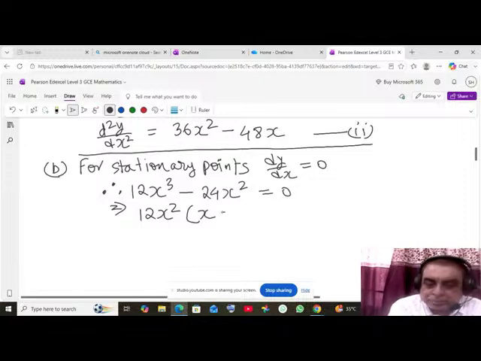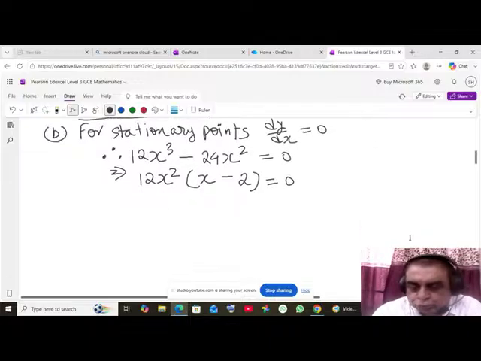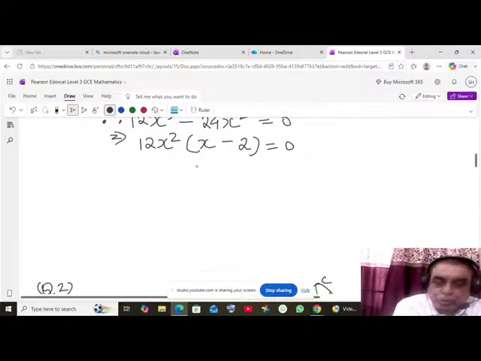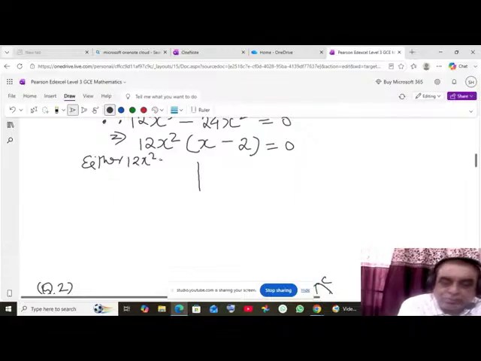So minus divided by plus is minus. 24 divided by 12 is 2. And x squared we have already copied out. So it will be only 2. Will be equals to 0. So when the product of two expressions is 0, either the first one will be 0, either 12x squared value will be 0 or x minus 2 value will be 0.